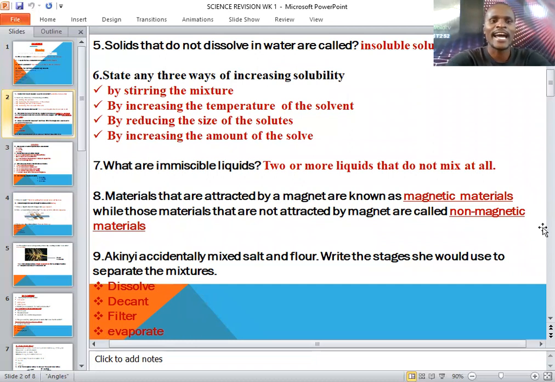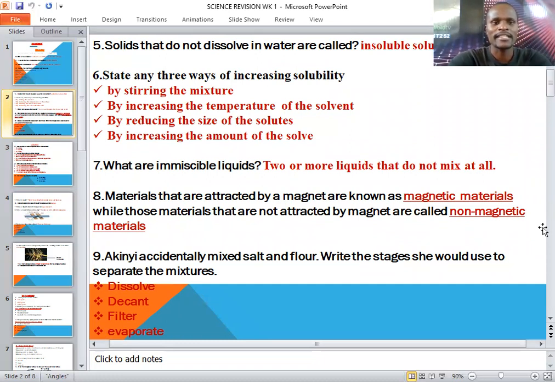One is by stirring the mixture. For example, you want to put some sugar in your tea and you want it to dissolve very fast. What do you do? You simply take a spoon and you stir. So through stirring, you are able to increase the solubility of this solute in a solvent.